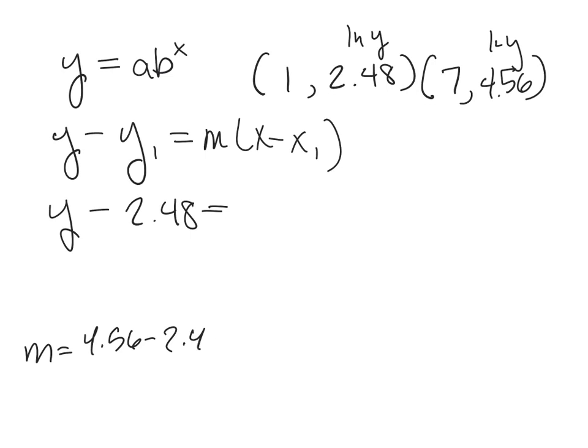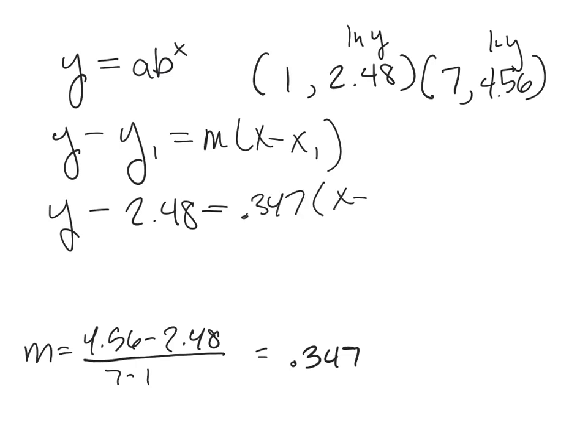4.56 minus 2.48 over 7 minus 1. 2.08 divided by 6. Nope. Sorry, I messed that up. Divide by 6. 0.347. Times x minus, let's see, I used 2.48, so I have to use 1. Now, because we're using log y, this actually should be a log y. Oops, not sure what kind of English I'm writing there.